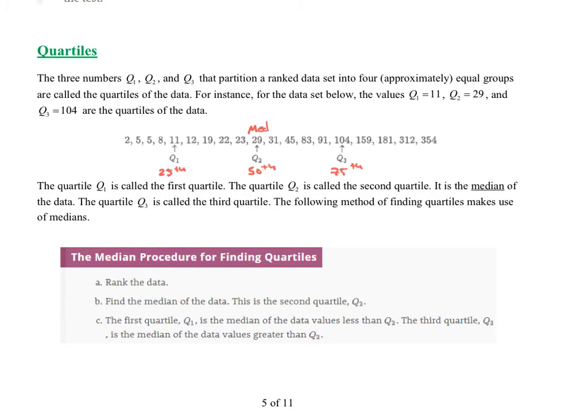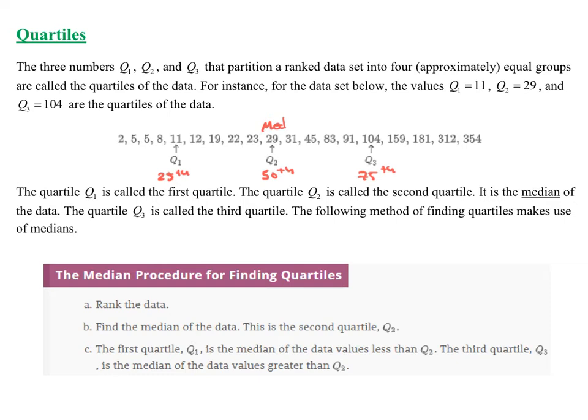So all you're going to do is rank the data and find the median of the data. That's your second quartile. Then you look at the first set of the data, which is all the data values less than the median. So you do not include the median, and that's very important that you understand that. The third quartile is the median of all the data bigger than the median, okay? So if this is my data set right here, the first thing I do is find the median. I'm going to use red to find the median.